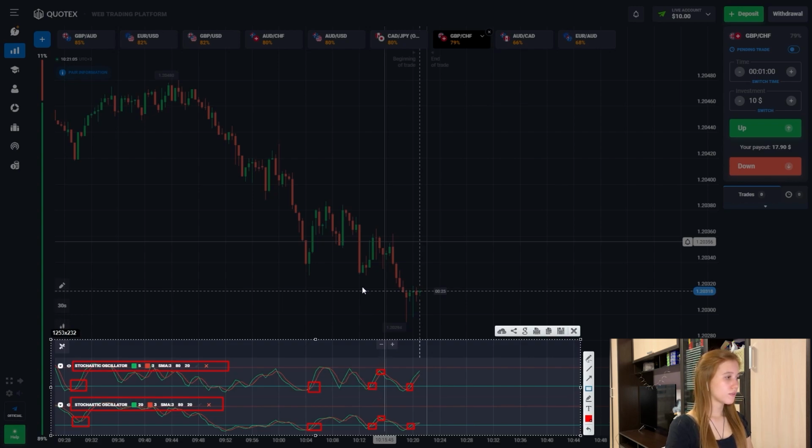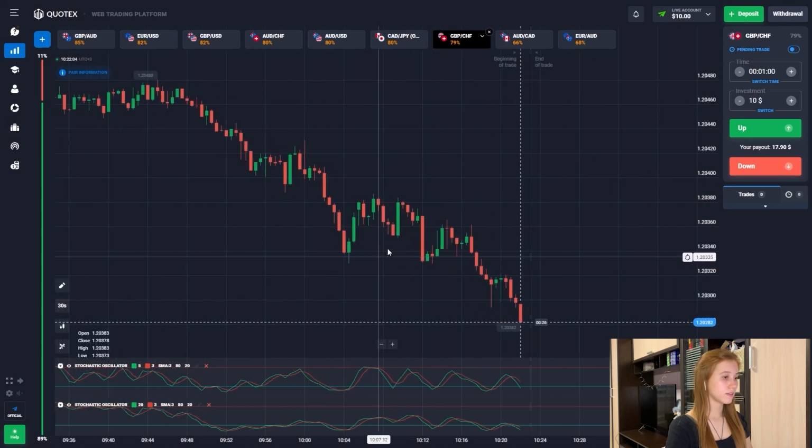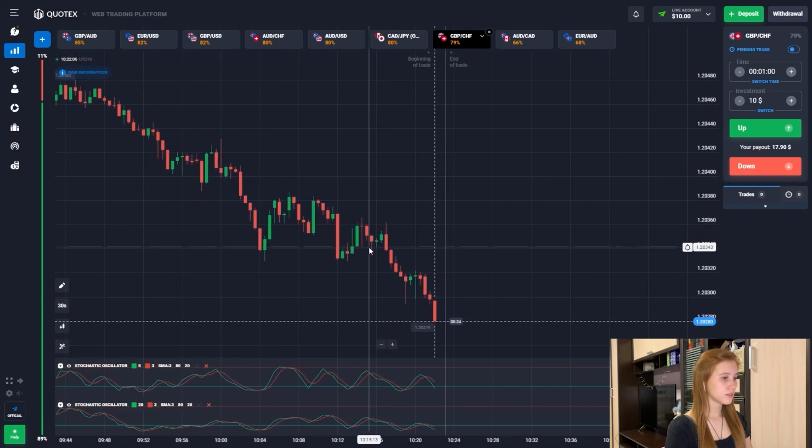Also, do not forget about technical analysis. Analyze the situation. Wait for our signal and look at the general chart, the general trend, and the behavior of the candles. So let's start and choose a currency pair.